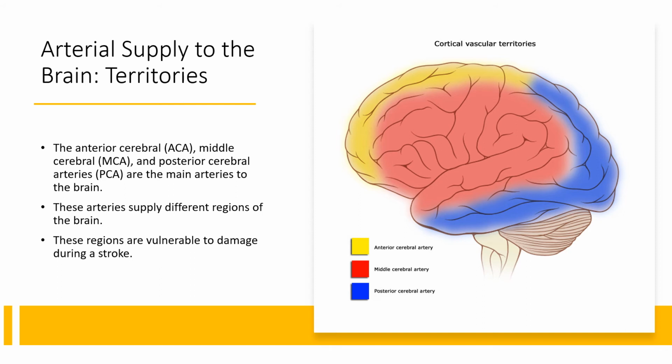This is nicely color-coded for you. So you've got your middle cerebral artery territory here, posterior cerebral artery territory here, anterior cerebral artery here. It's actually pretty self-explanatory: anterior, middle, posterior cerebral artery. Your occipital lobe is supplied mainly by the posterior cerebral artery. Portions of your frontal lobe are supplied by the anterior cerebral artery. Parts of your parietal, temporal, and frontal lobes are supplied by the middle cerebral artery.